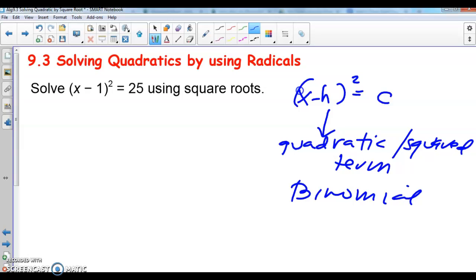So how are we going to do this? Let's look at this example over here. It's x minus 1 quantity squared equals 25. So let me copy that down. X minus 1 squared is equal to 25.